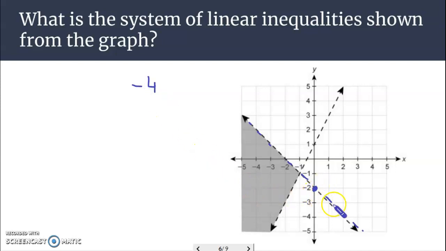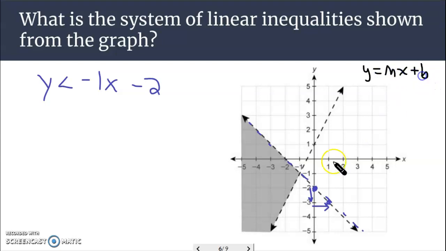and to go from one point to another, it's a -2, not a -4. I go down 1, right 1. Notice that: down 1 and to the right 1. That's a -1x. And since we're shading underneath the line, and it's a dashed line, I need y less than -1x minus 2. Just keep in mind I'm using mx plus b, the slope-intercept form of a line, to make these inequalities. That's the model I'm using.